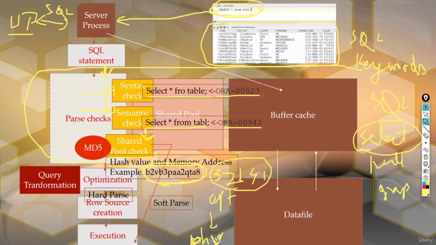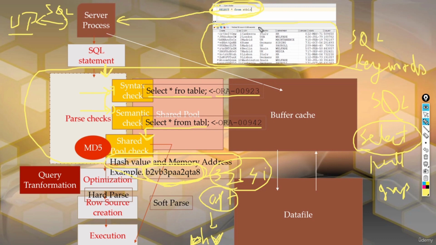But our optimizer should choose the best execution plan to retrieve the records from the database. So if all this information, hash value, SQL ID, plan hash value, already exists in the shared pool for this particular statement, then it is well and good, right? It is called a soft parse.